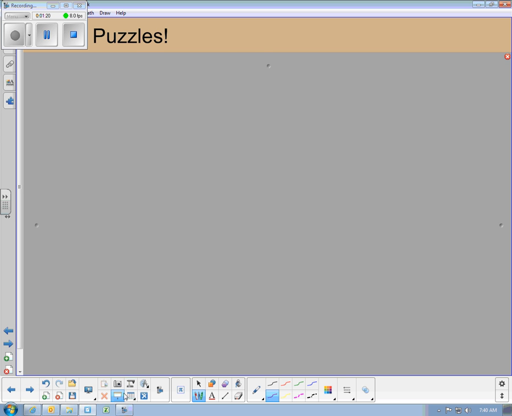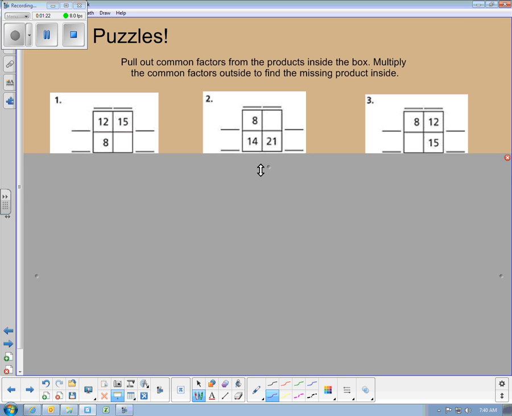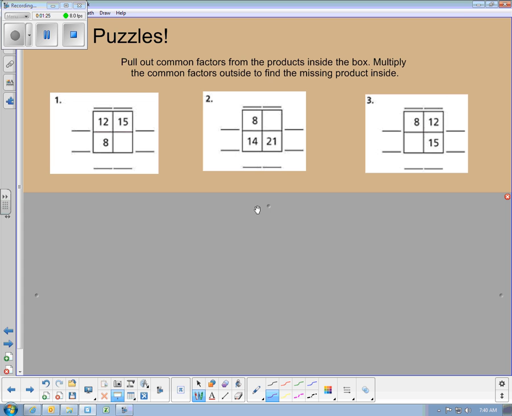So we're going to start off with a few factor puzzles here. What we want to look for in these factor puzzles is what are the common factors that we can take out of each pair of numbers. So if I look at each row and each column, I want to find the common factor that I can take out of them. And that's going to lead me to the missing product on the inside. So in the top row here, I have 12 and 15. The common factor that can come out of that is 3. In the first column here, 12 and 8, the common factor that can come out of that is 4.